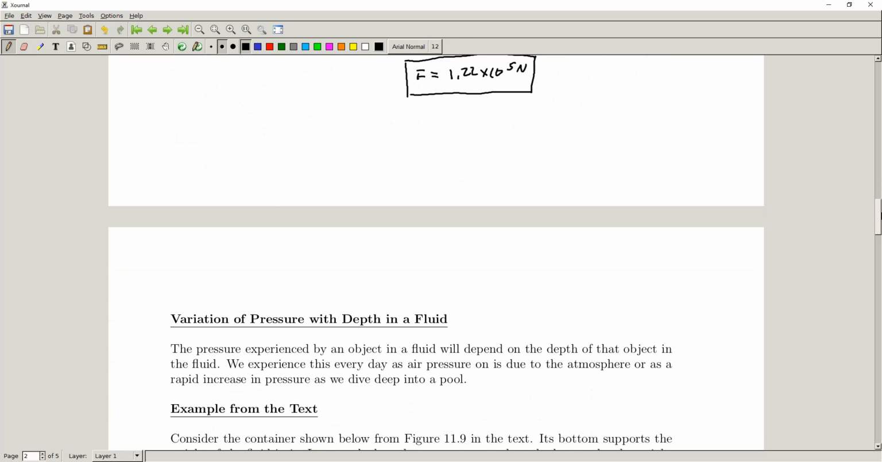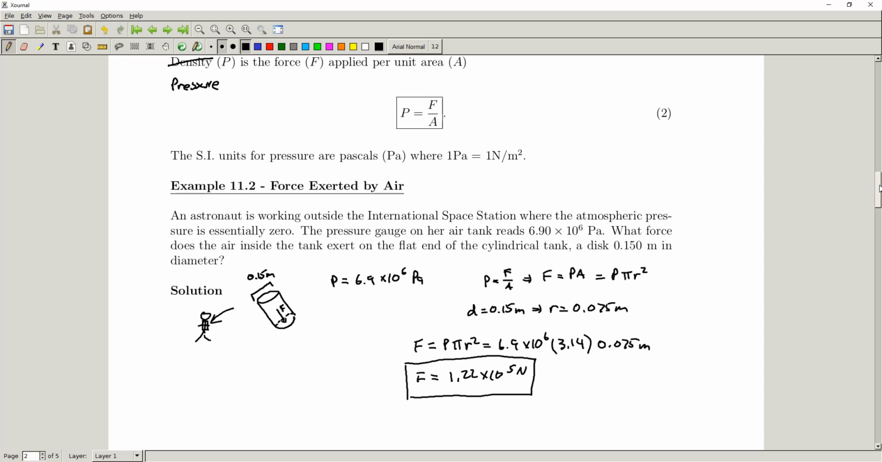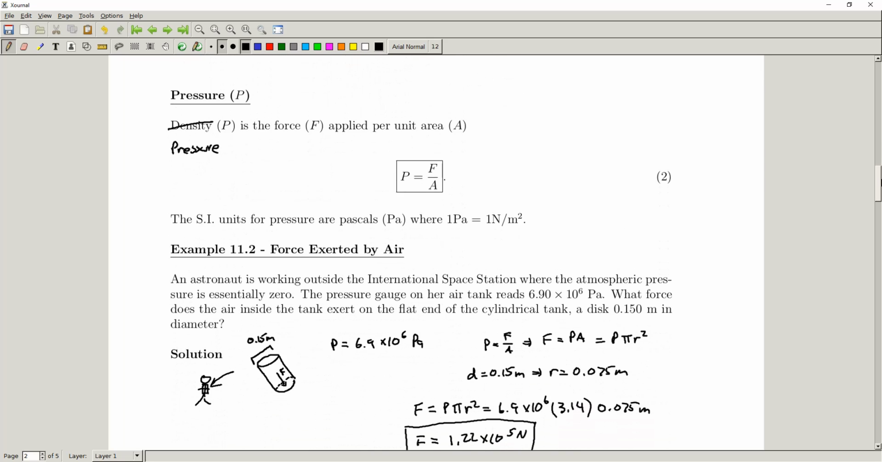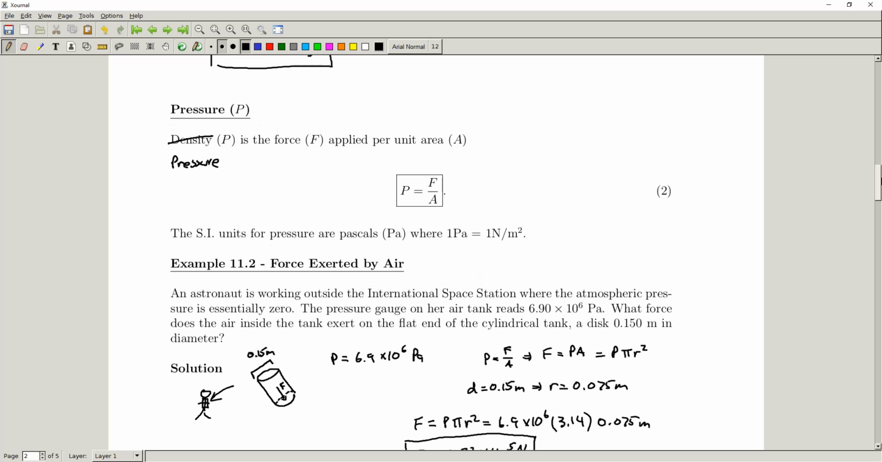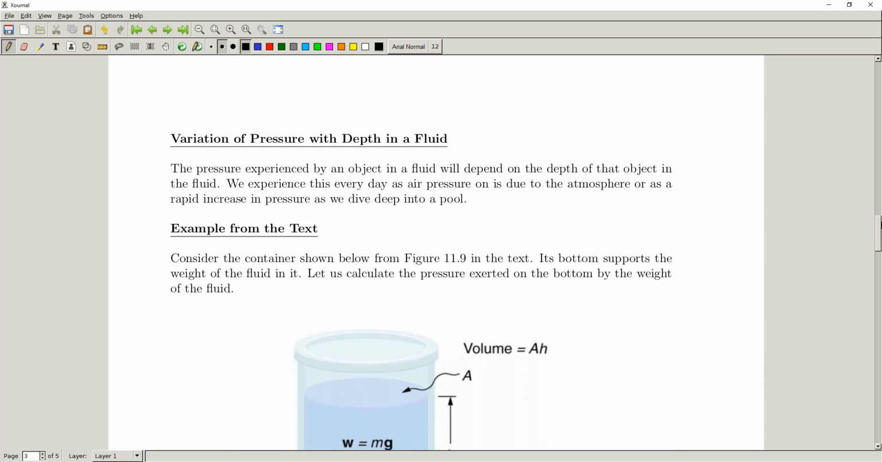Okay, so that's one example of a force exerted by air on our cylinder. And this is just an example of us using this idea of pressure, this equation for pressure written in terms of a force over an area. Okay, so we then move on and we look at the variation of pressure with the depth of a fluid.